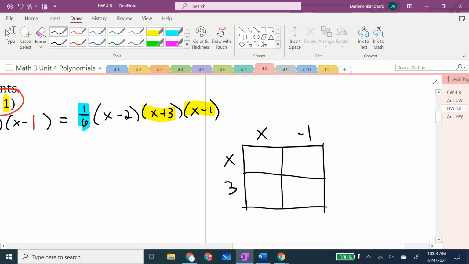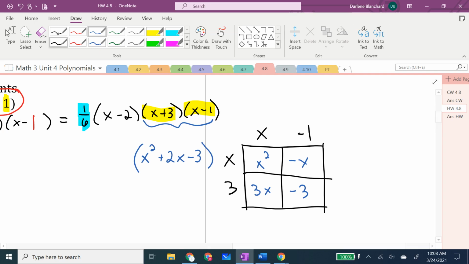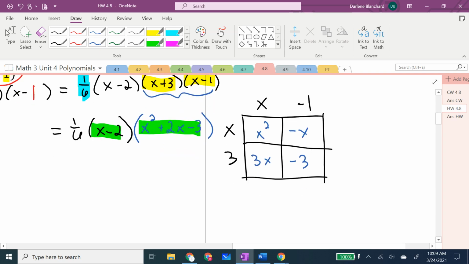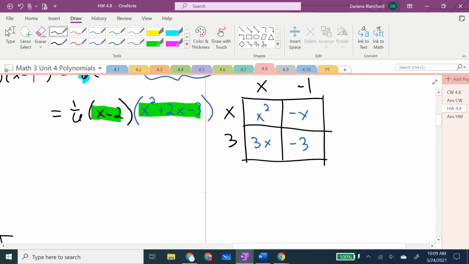All right, then multiplying those 2, I have x squared minus x plus 3x minus 3. And this becomes, add like terms together. And now I'm going to bring back the fact that I still have to multiply by 1/6 and x minus 2. And then following that theme of I can only multiply 2 things at a time, I'm going to multiply my parentheses. And so I have x minus 2.